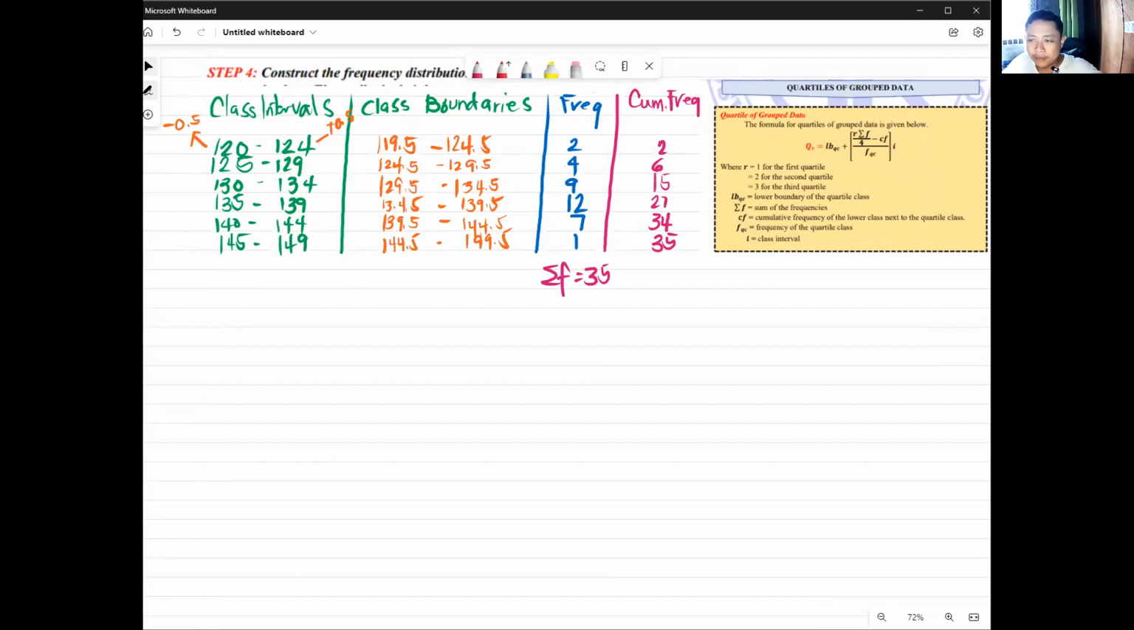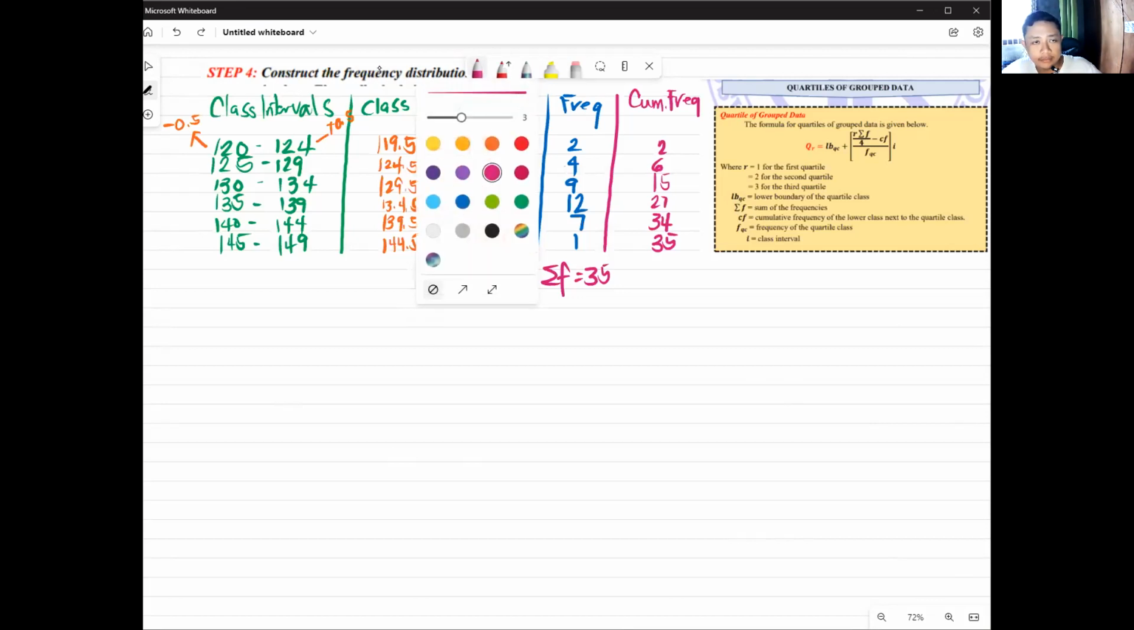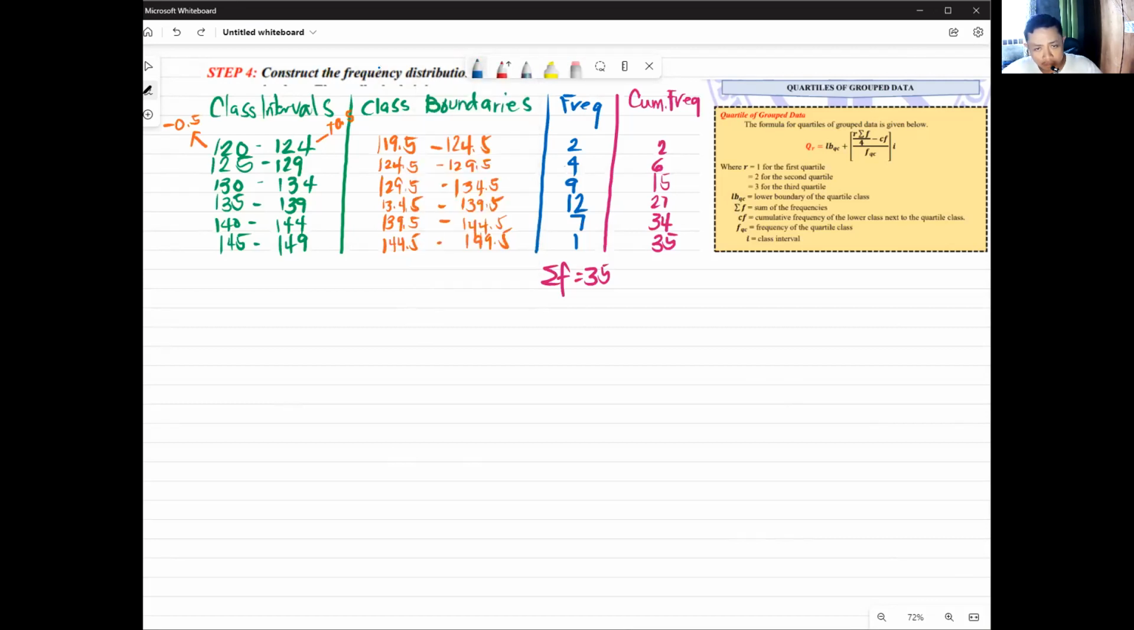Okay, dito na tayo ngayon with the formula for our process. Game. In here, all we have to do is to find the following values first. We will be looking for all of these things that we will be solving. Ito. We need to find our lower boundary of the quartile class, and then we will be solving for this, the R.